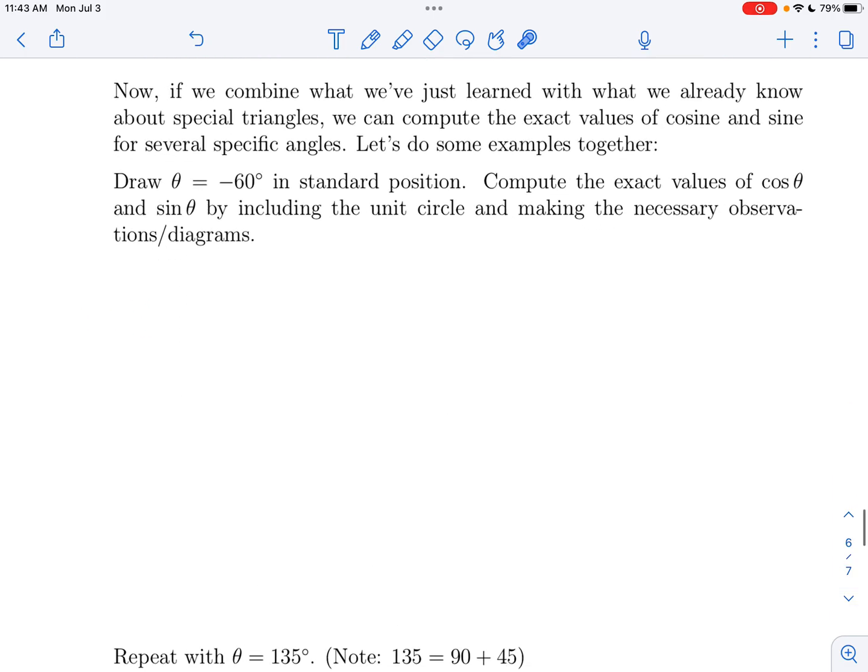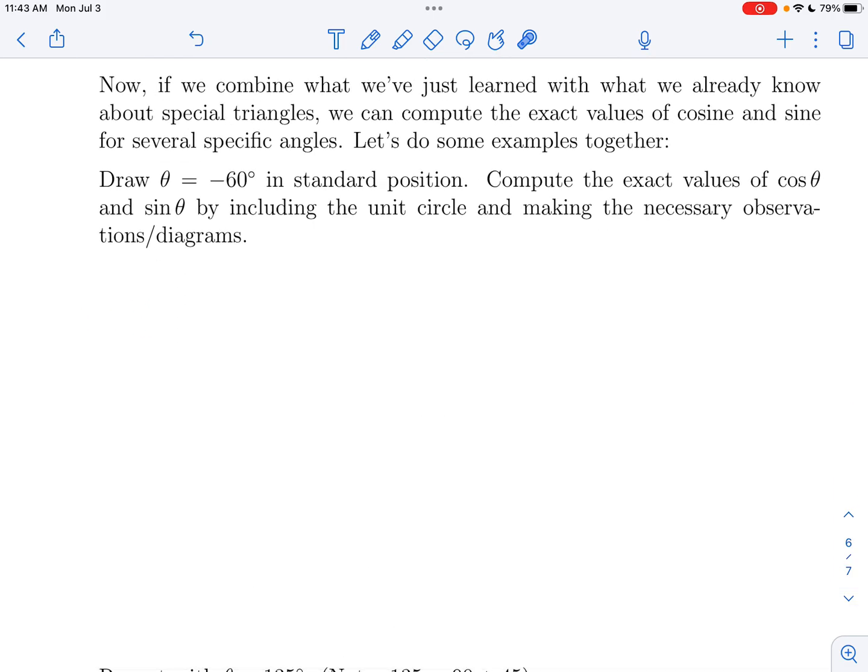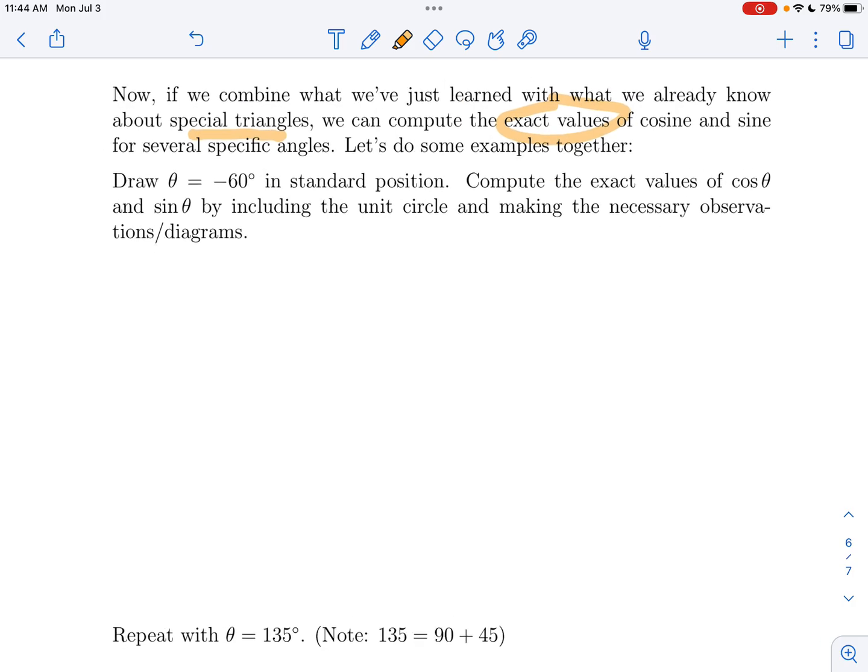And now finally, we can combine what we've been doing with information about special right triangles so we can find some exact values. Not for everything. If I say find the cosine of 22 degrees, that's not something you're going to be able to do unless you pull out a calculator. But for certain angles, we will be able to figure out what their cosine and sine are. And at a certain point, we might just memorize some really easy values. So let's do an example. Let's draw -60 degrees in standard position.